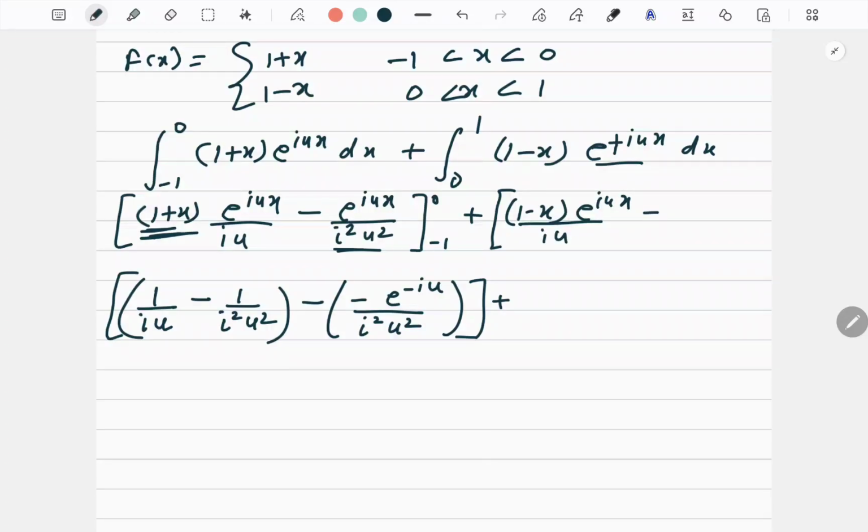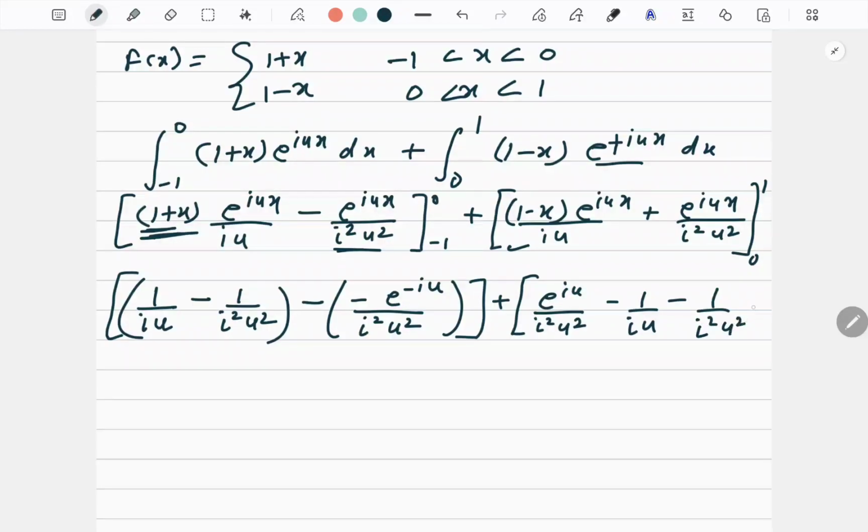Okay, minus integral d by dx of first and double integration of second. Correct? And the limit is 0 to 1. Now let me put the limit. If I put 1, this term will become 0. If I put 1 here, e to the power iu upon i square u square, minus, if I put 0 here, 1 upon iu. And if I put 0 here, so lower limit, so minus 1 upon i square u square. Right? Now let us open it.